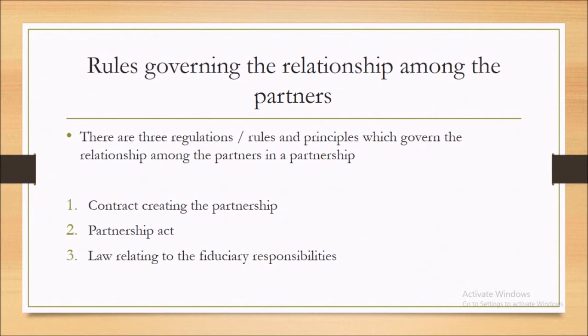Then the next one is the most important thing, that is the Partnership Act, made by the Commonwealth government, or let's say the federal government, with which the state government acts comply, the Partnership Act made by the Commonwealth regulations. And then the third one is the law relating to the fiduciary responsibilities of the partners. Okay, there are 3 aspects, so those govern the relationship among the partners in the partnership.